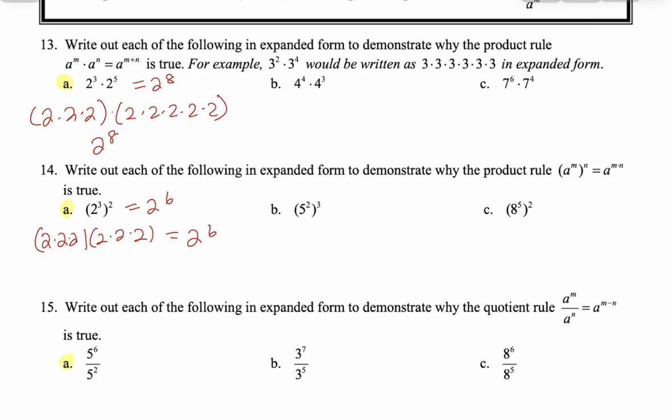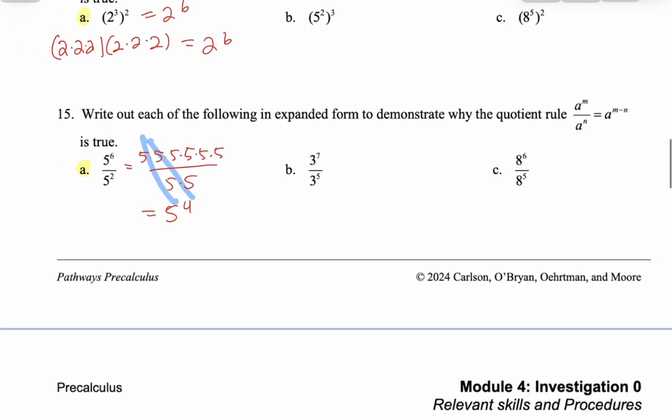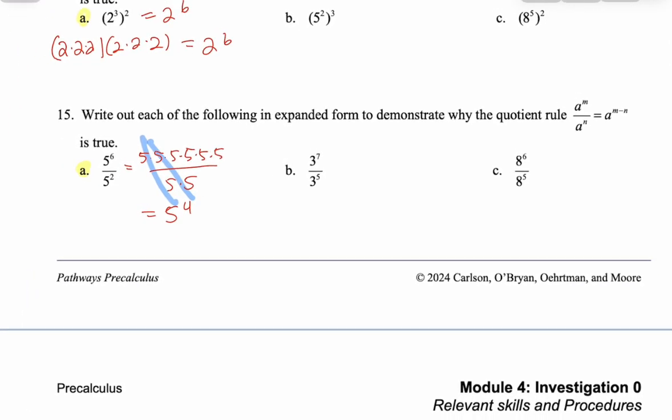This one, think about the fact you would have 6 5s on top, 2 5s on the bottom, 2 of them would cancel, you're left with 4 of them. So that's the rule. If the bases are alike and you're dividing, you subtract the exponents. 6 minus 2 is 4. Okay, so you have to know, again, these rules of exponents.